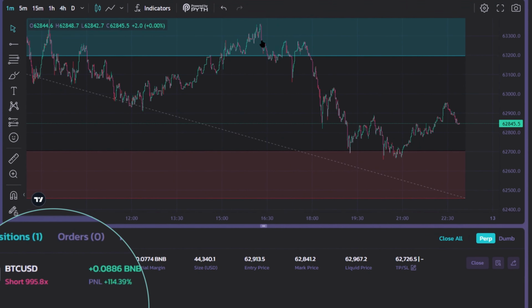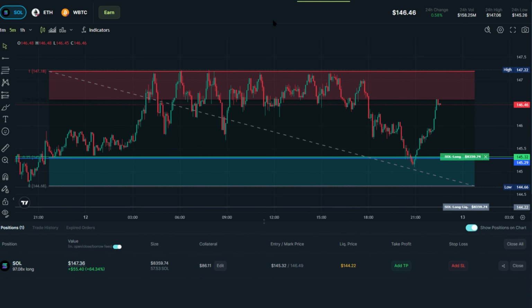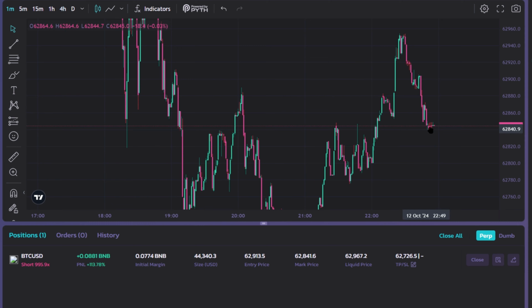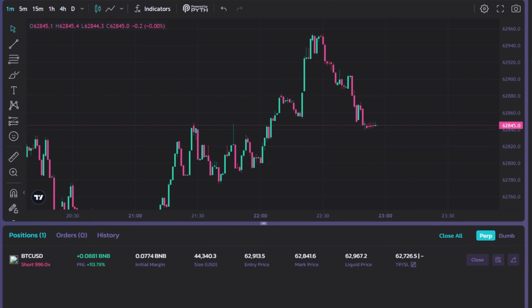All right, let's check back up on my Bitcoin position here. Probably going to need to exit here. 115% gain. And this is clear expansion down into stopping action. You're going to definitely want to exit your short into that.